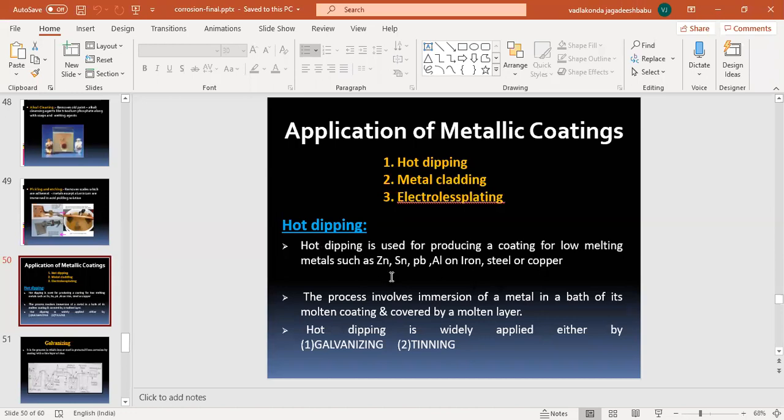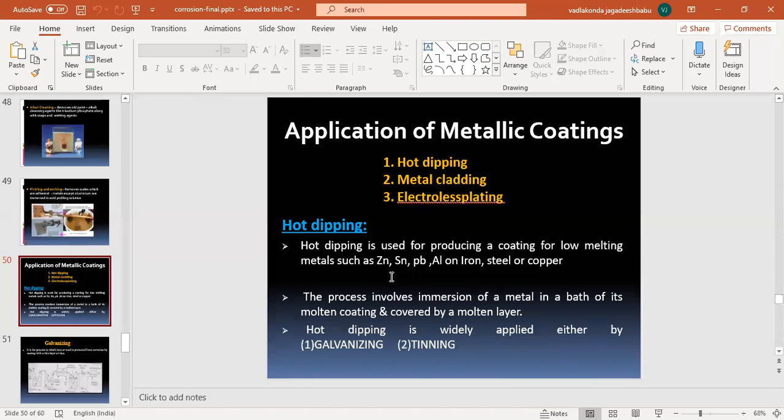Hot dipping is the process where, how you will dip your biscuit in the tea, in the same way consider that your biscuit is the base metal and the tea which you are going to use is the coating metal. So when you dip your biscuit in the tea, what will happen? A layer of tea will stick to the biscuit. In the same way here also for hot dipping, the base metal will be dipped in the liquid or in the hot solution of the coating metal.